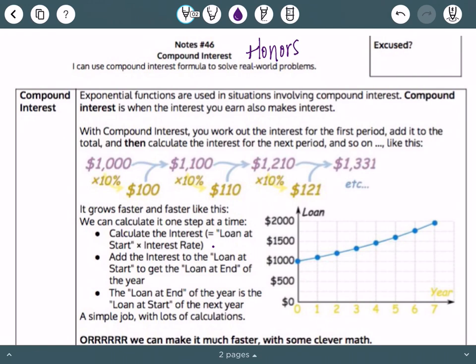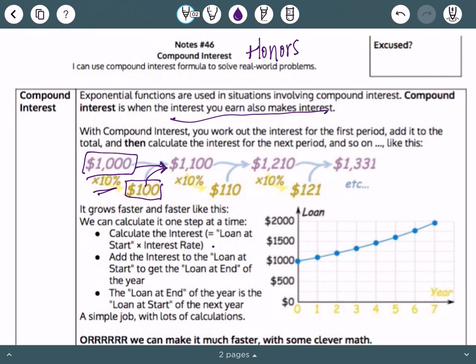Compound interest is when the interest that you earn also makes interest. So basically what that means is what happens at the bank. So if you put in $1,000, you work out the interest for the first period. So the first period, maybe that is 1 month. So at the end of the month, the bank gives you a 10% interest. That's $100.